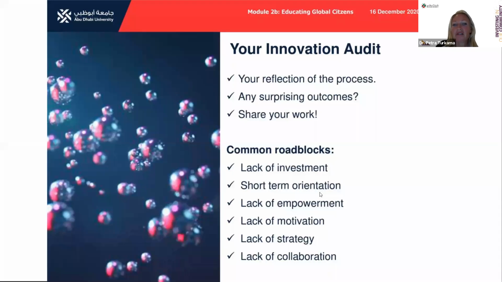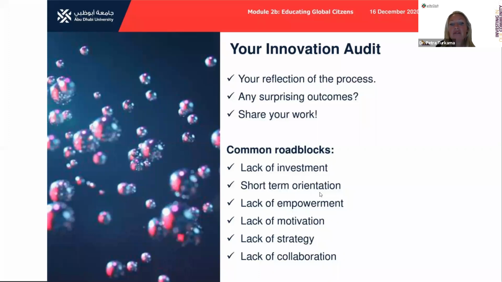So this was your reflection of the process. It would also be interesting to see in the chat if there were any surprises. Maybe if you had a chance to talk to somebody else in your organization, did somebody else see the situation in a very different light than yourself? But let's talk a little bit more about innovative organizations and why organizations are not innovative.